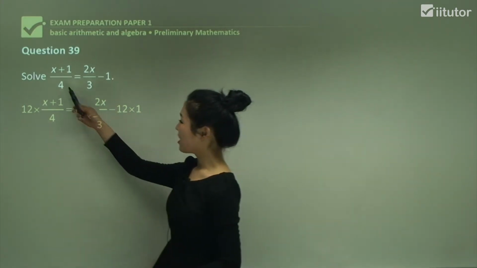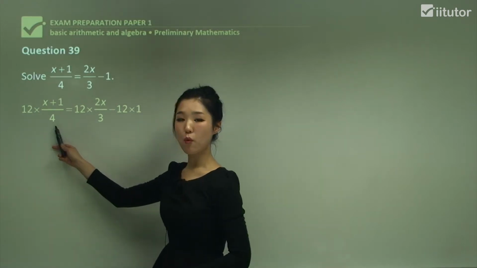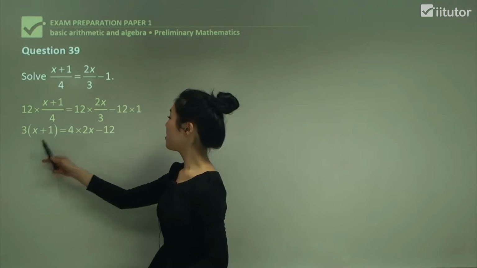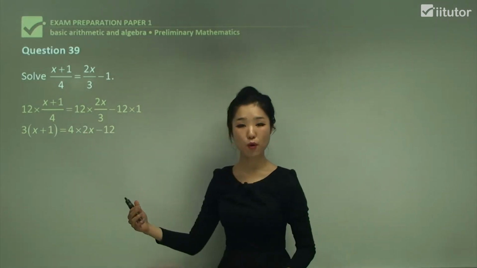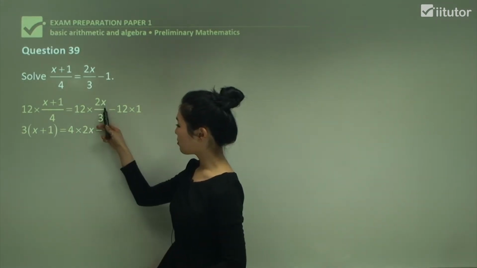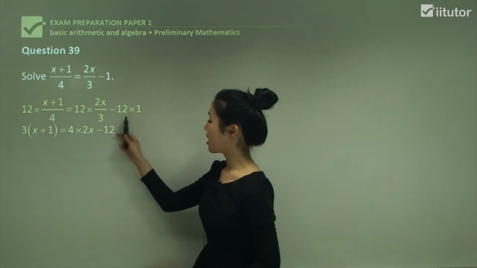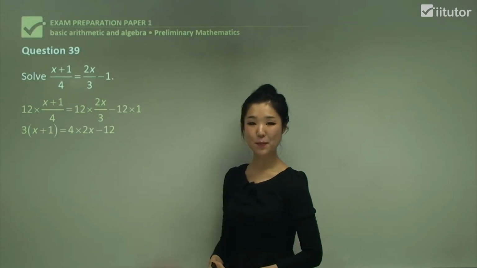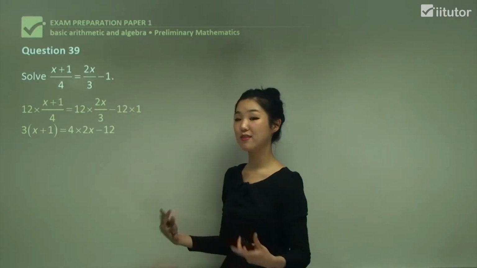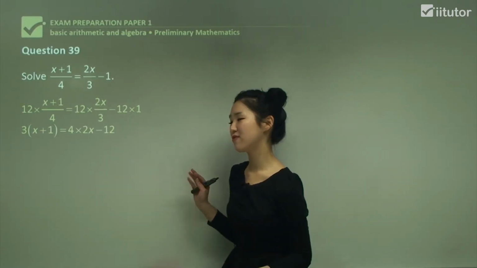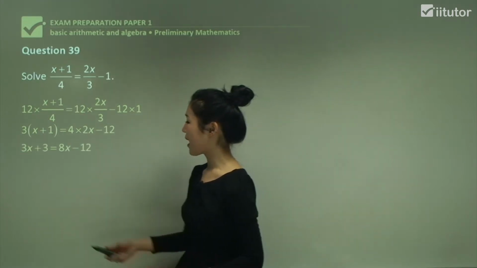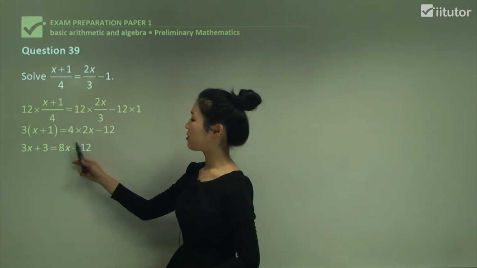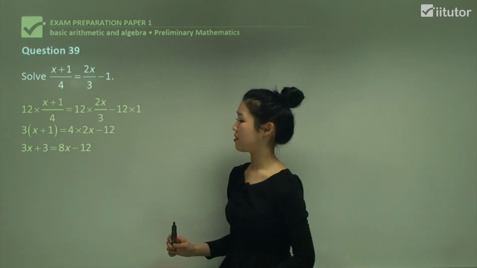Okay, and here you can see that 12 divided by 4 is 3, so I have 3 times x plus 1. And 12 divided by 3 is 4, so 4 times 2x, that's what I put there, and of course 12 times 1 is just 12. Okay, very simple. Now all I need to do is expand and simplify. So from now on it's just very basic algebra. So expand it out, this is going to be 3x plus 3. And 4 times 2 is 8, so 8x, and then minus the 12.